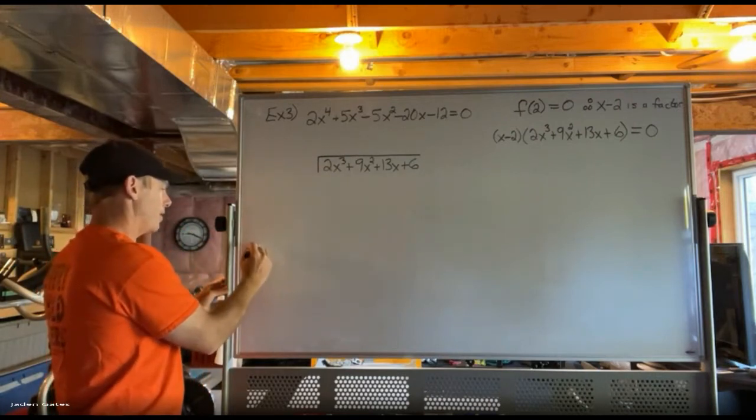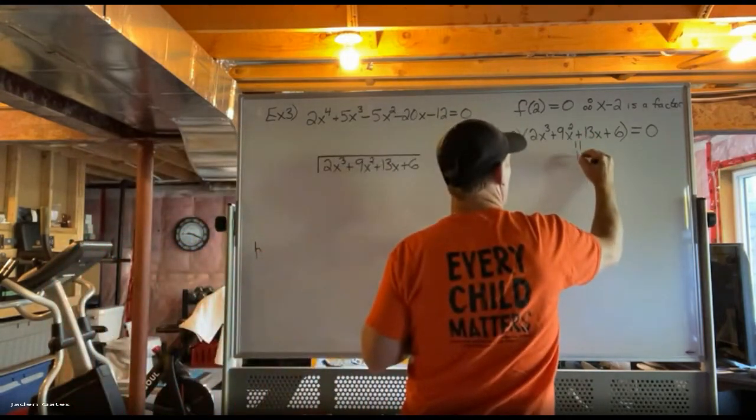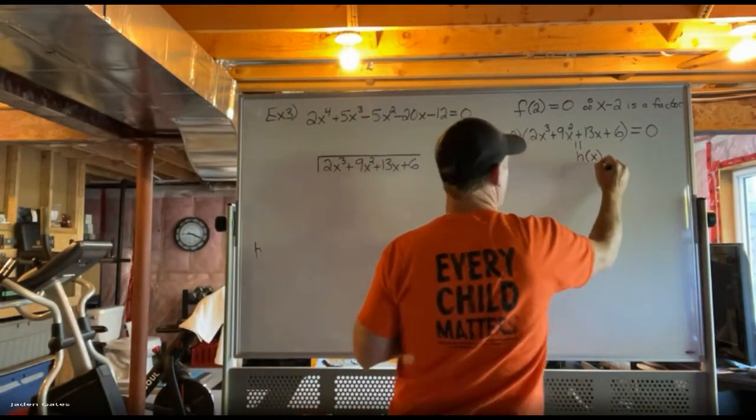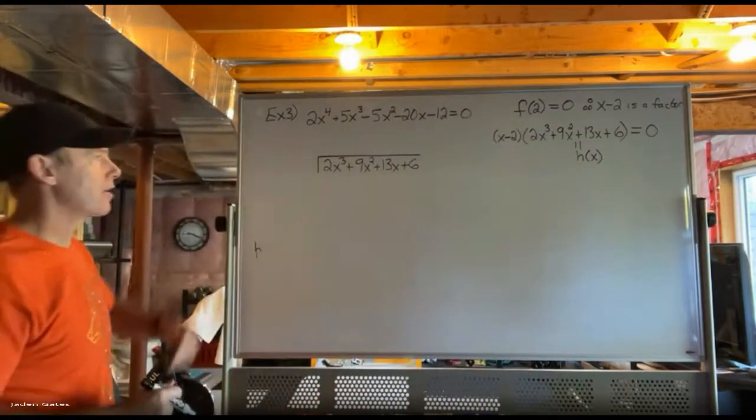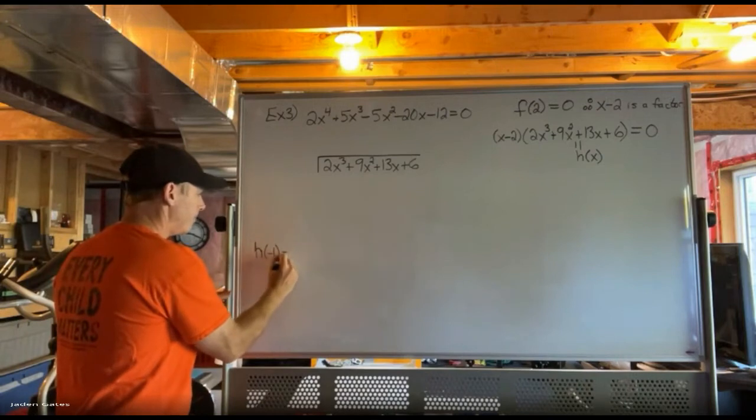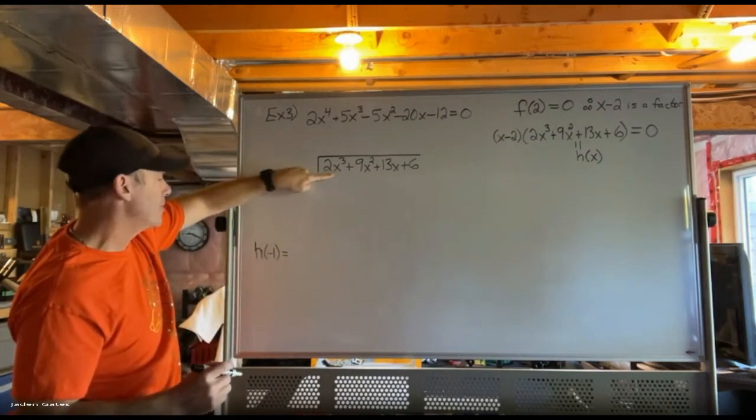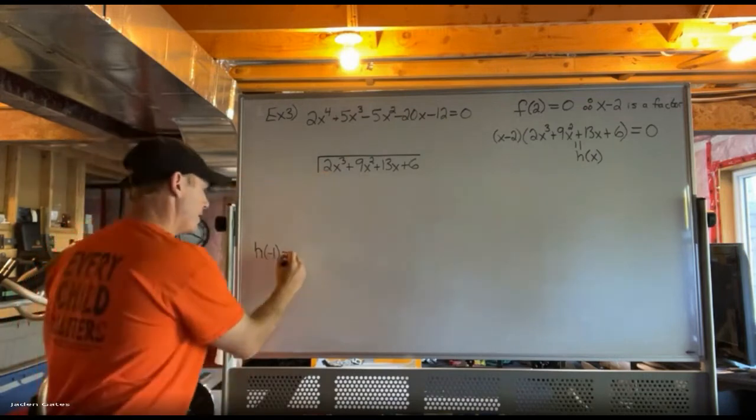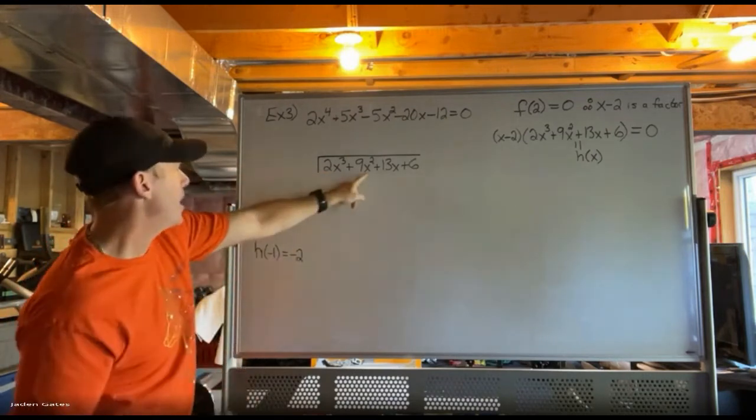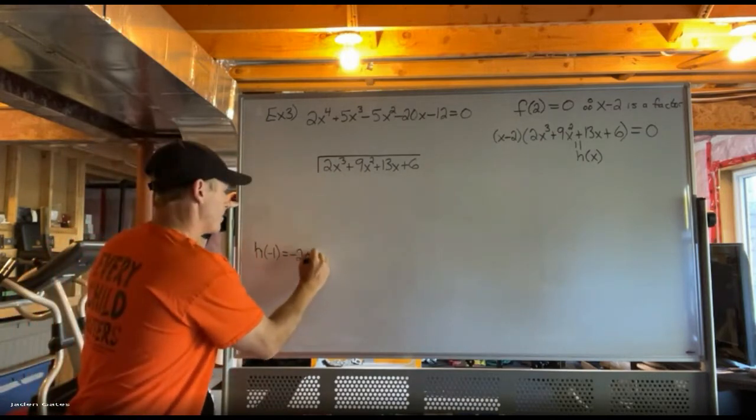Let's see here. I'll call this h of x right here. Our original function I'll call f of x, and the next letter is h of x. So I'll try h of -1. Negative 1 cubed is -1, times 2 is -2. Negative 1 squared is 1, then times by 9 is +9.